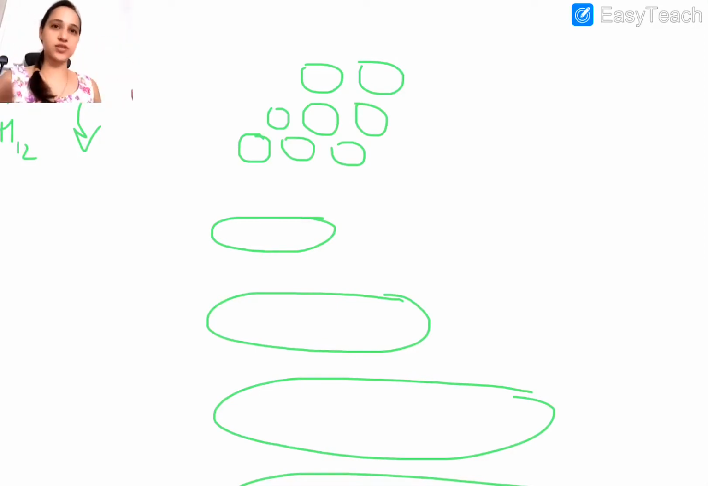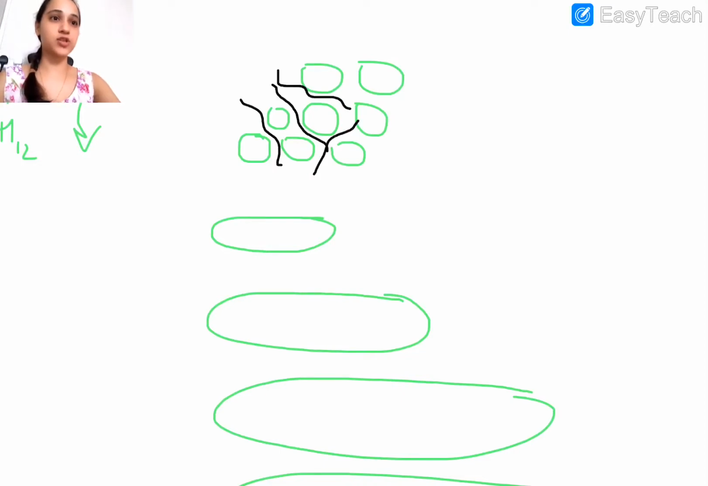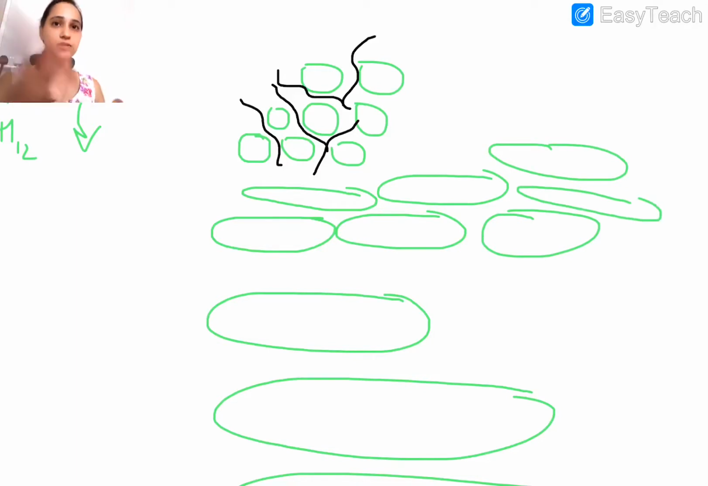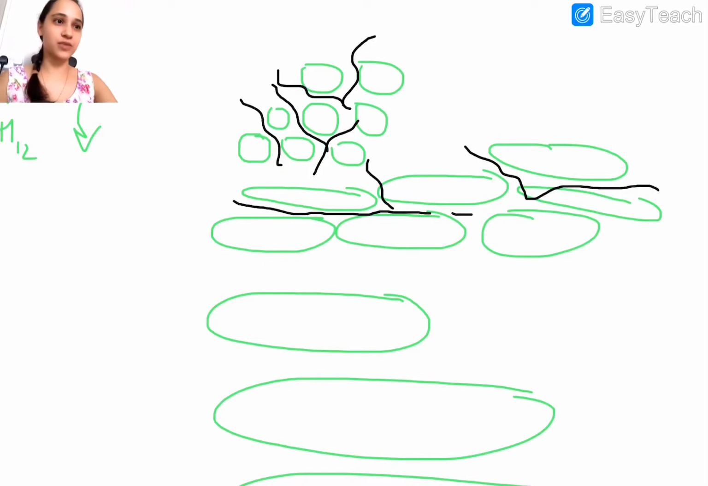It is these interactions that will cause the boiling point. These are the interactions that we need to break so that we can boil the methane. Now if we look at ethane, let's say these are ethane molecules, and you'll see there's more area of contact because the molecule gets bigger. There is more area of contact here, so there are more interactions that we need to break.